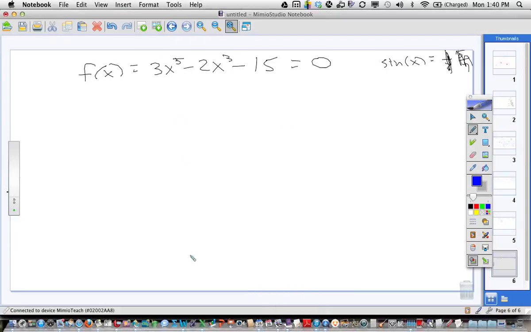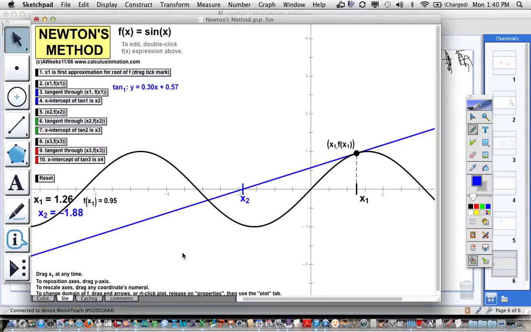Remember we said a little bit ago, what would have happened if our first guess was right here at this peak? Well, the tangent line would have just been horizontal, and we never would have found a root at all. We'd have gotten undefined.